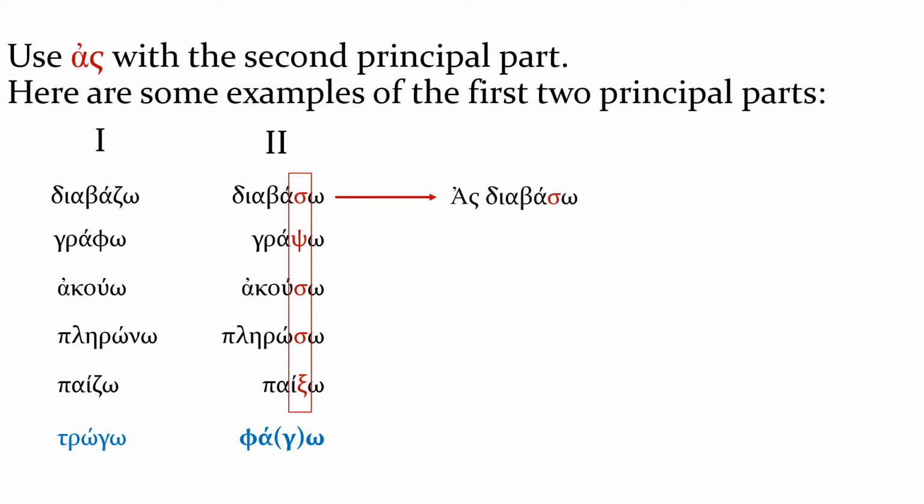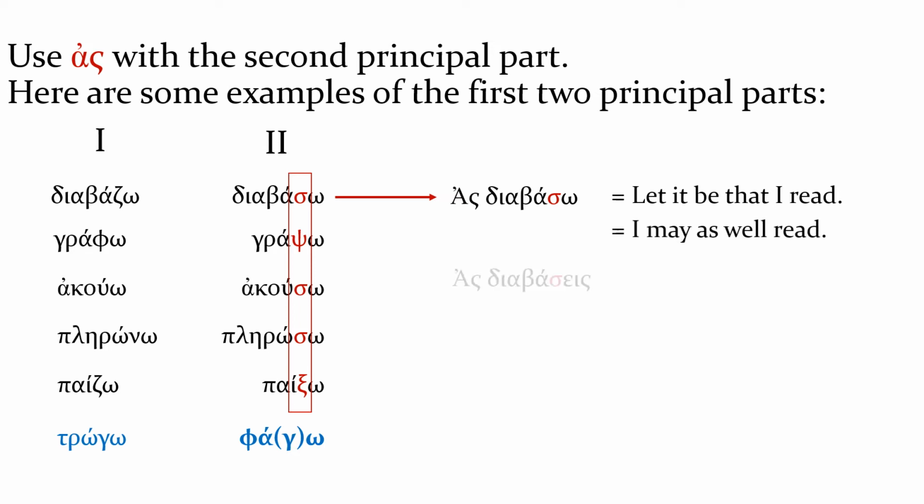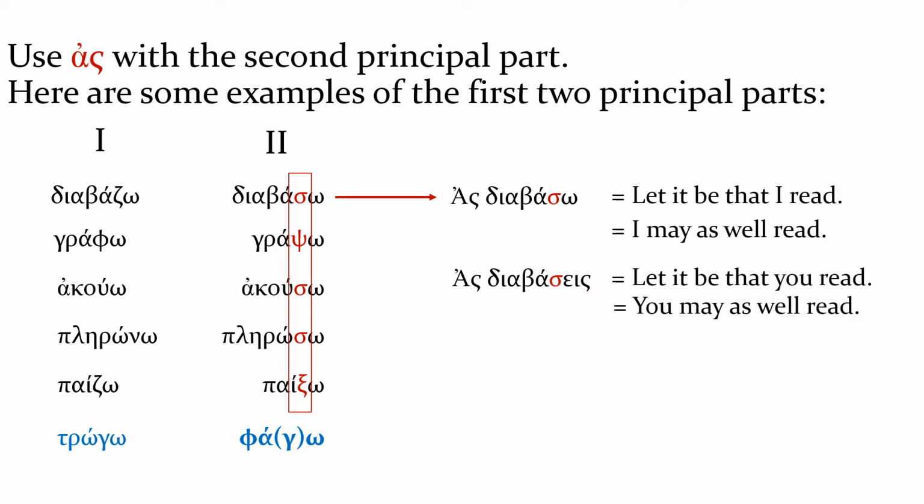So if we take diavaso and we put "as" in front of it, "as diavaso" could be translated as let it be that I read, or I may as well read. "As diavasis", let it be that you read, or you may as well read. "As diavasi", let him or her or it read. There are many possible combinations, and again, I'm going to bring up that word subjunctive again. Unfortunately, we don't know what it is in our own language, so there'll have to be a separate video explaining what the subjunctive is before I get into all of the forms of the subjunctive, like the hortatory and things like that. We're going to avoid all of that for now, as much as possible.